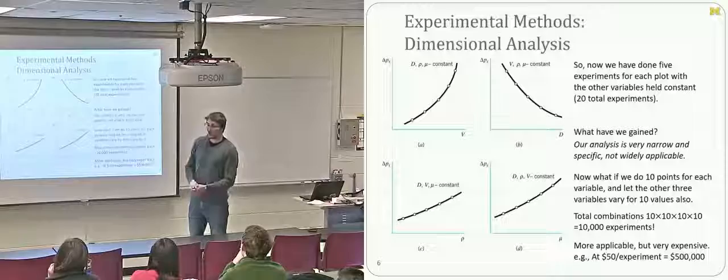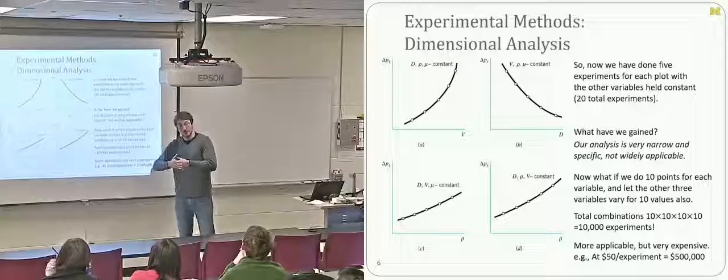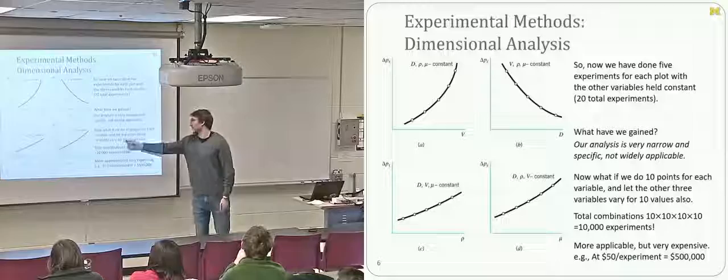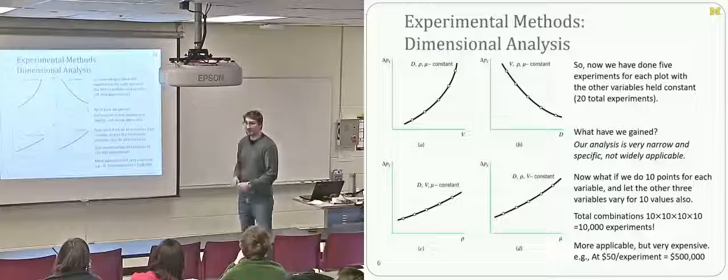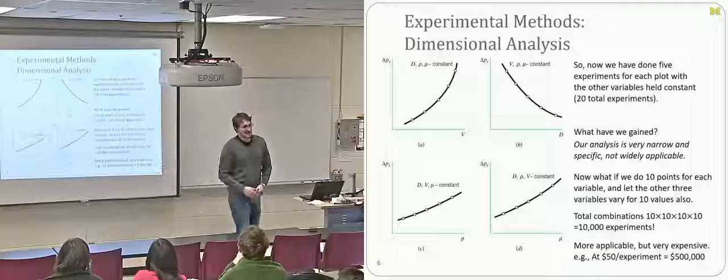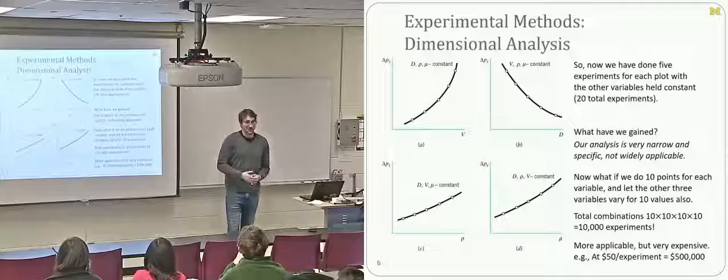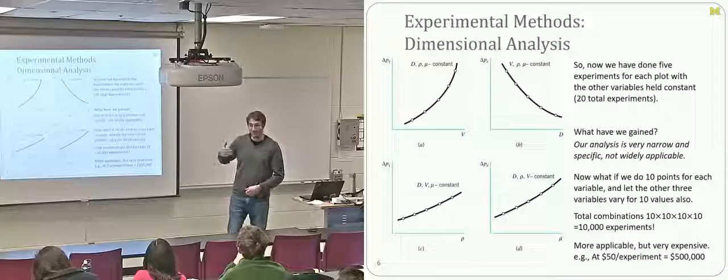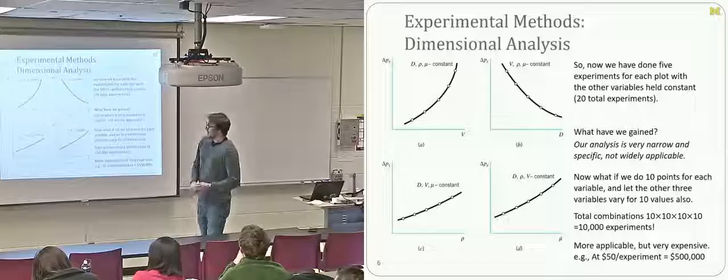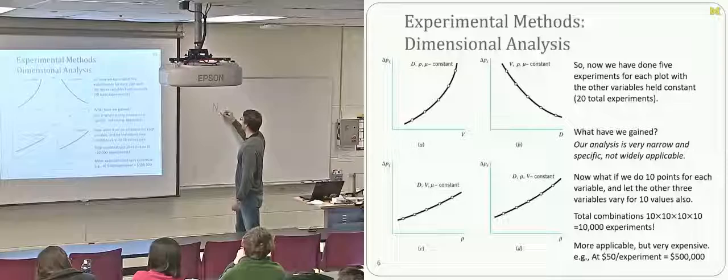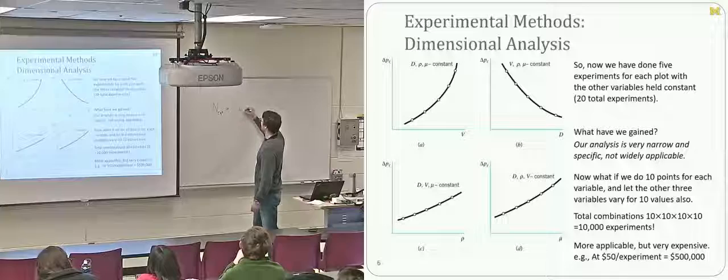Okay? If I want to get a broad space, that is, if I have 10 values of each variable and I want to understand every possible combination of those 10 values, that's going to require that I run 10,000 experiments. So it's this power law, right? This says that the total number of experiments you have to do to run a full factorial, as it's called, where you look at every combination, every permutation of the variables, it follows the law that the number of experiments is going to be equal to the number of points you're interested in raised to the number of variables.